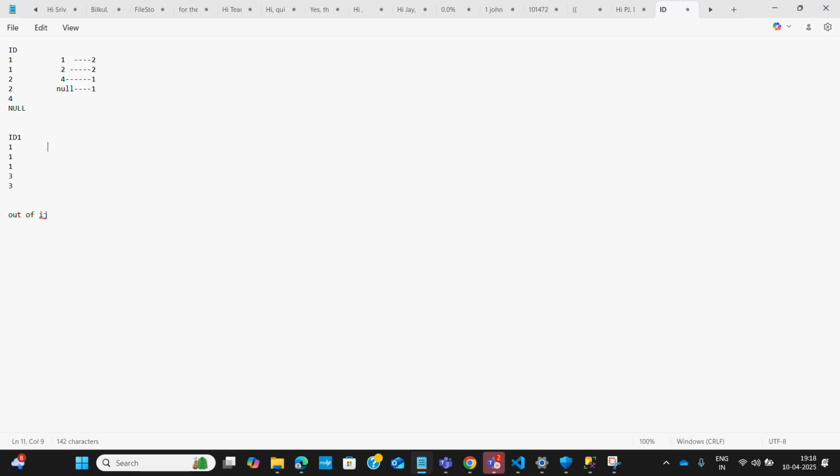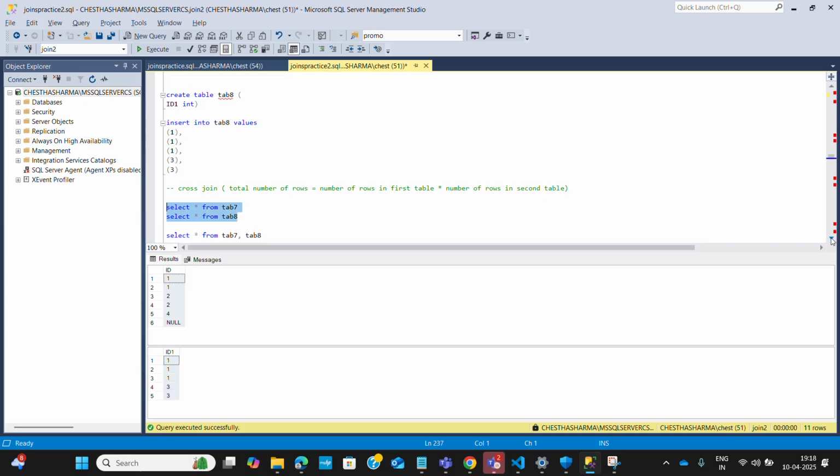In this scenario also, how many times was 1 coming? 3 times. And 3 was coming 2 times. So what would be the output of inner join? For the inner join, the common number is 1 only, not 2, not 4, not null. And 1 is present 2 times here and 3 times here. So that would be 2 into 3, 6. So output would be this. 6 rows of 1. Let me just verify it.